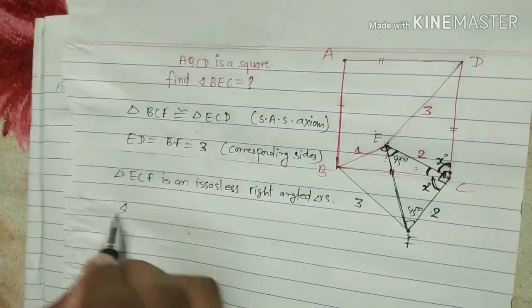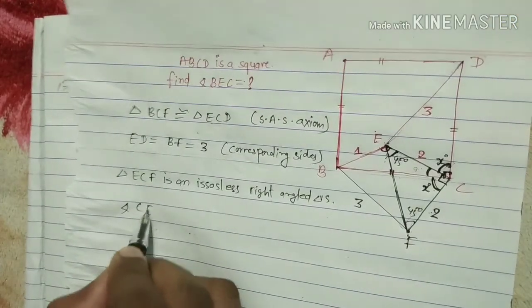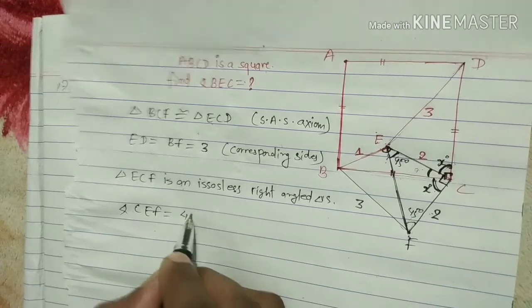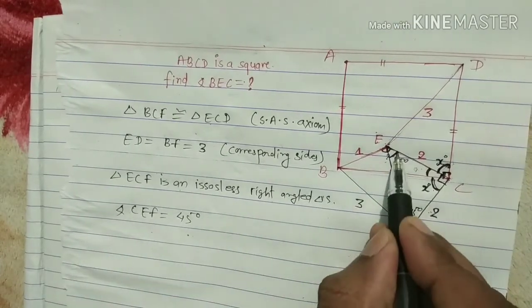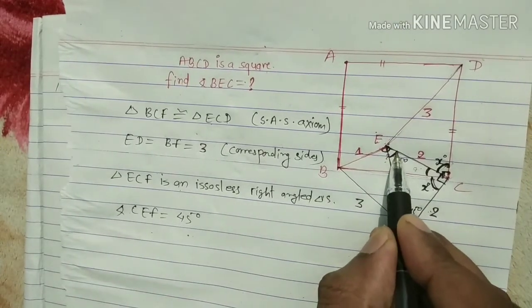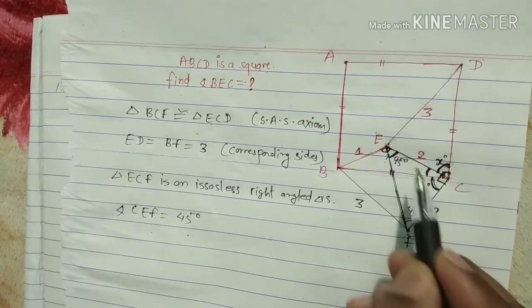So we can say here angle CEF is equal to 45 degrees. We got this angle as 45 degrees. As you can see in the figure, this angle is 45 degrees.